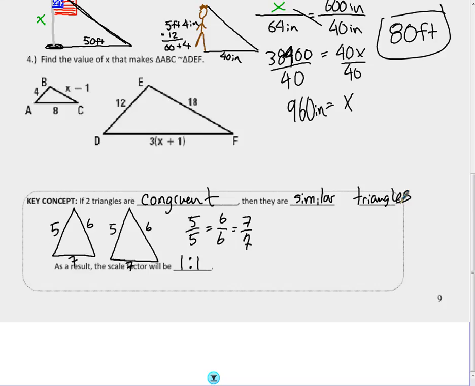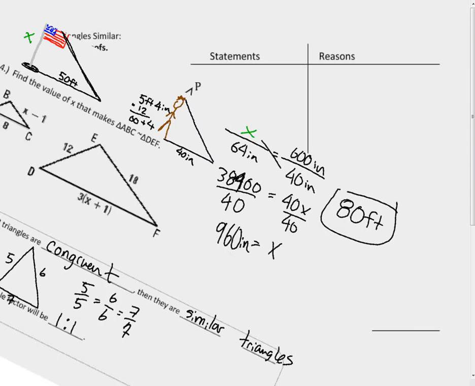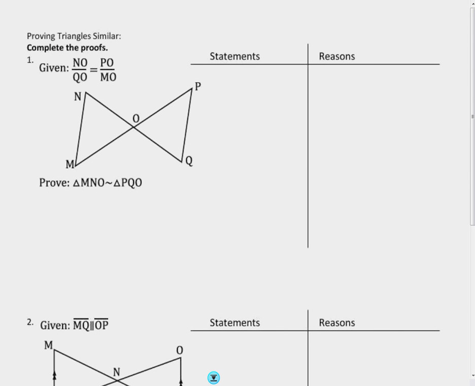Let's jump into some proofs here. Now these go really quick, because we've already done proofs. It's just now tacking on these new similarity proofs. Whenever you do a formalized proof, what do you always do first? The given. So let's go ahead and write down the given information. You have to say it, 8th graders.